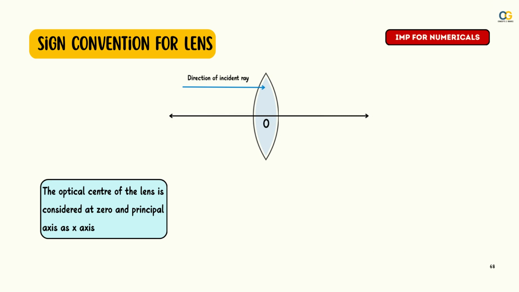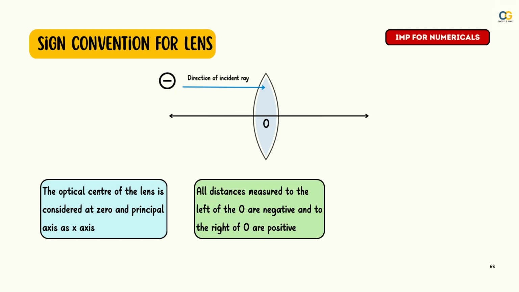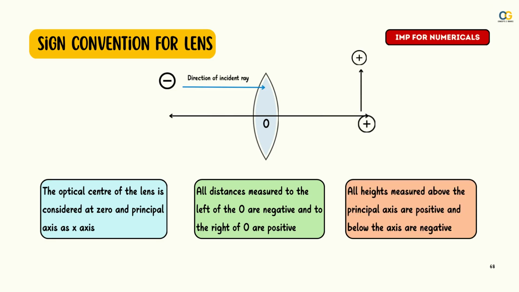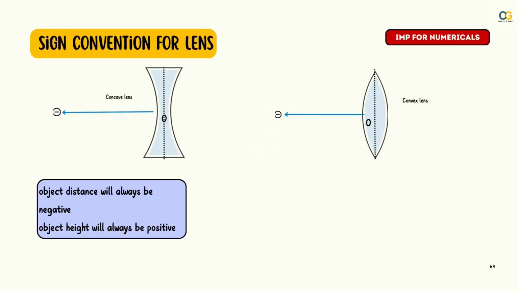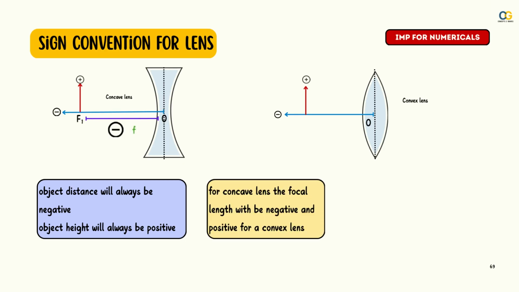All the distances measured to the left of O are considered negative and right of O are positive. Above the principal axis is positive and below is negative. So the inference we draw here is the object distance will always be negative. The object height will always be positive, and the focal length will be negative for a concave lens and positive for a convex lens.